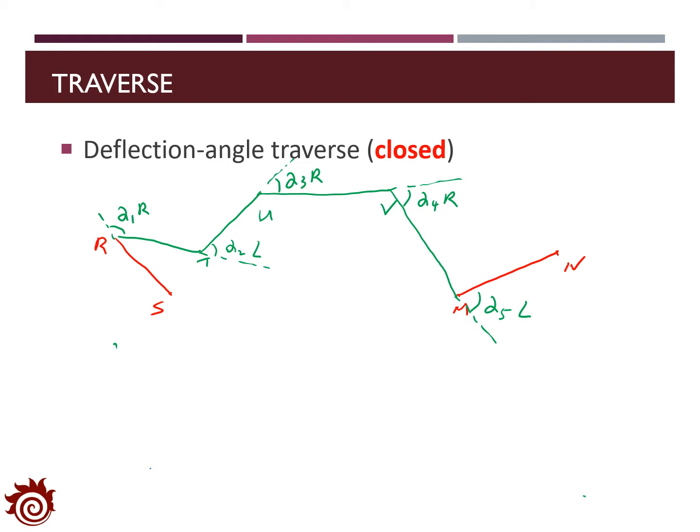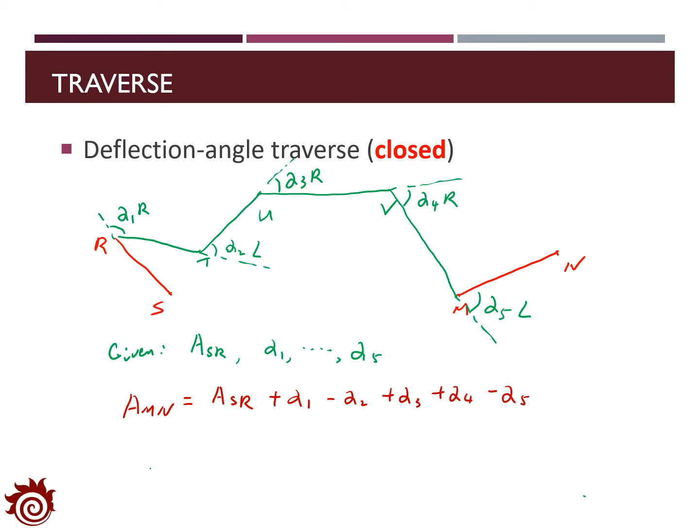Assuming that we are given the azimuth of the line SR and all the deflection angles at the turning points, then we can estimate the azimuth of the line M to N as the azimuth of SR plus alpha 1 minus alpha 2 plus alpha 3 plus alpha 4 minus alpha 5.